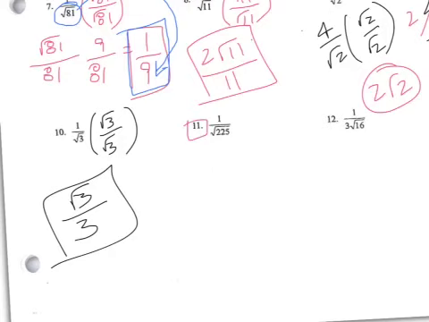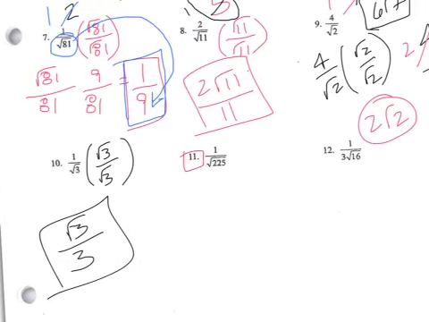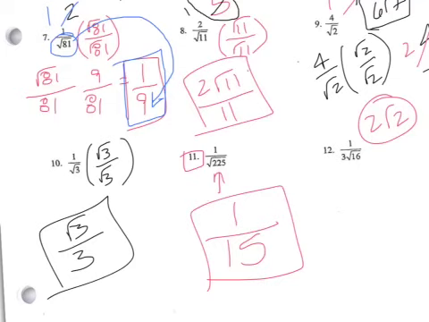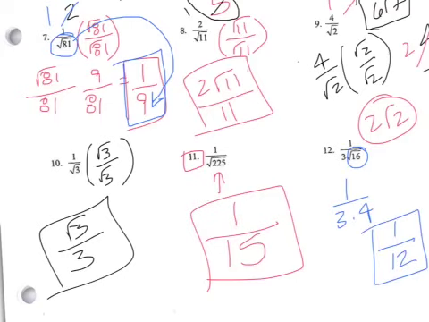Number 11 is very, very similar to question number 7. Notice the 225 in the denominator, this number right here, is in fact a perfect square. So 1 over 15 is my answer. And then the last one, also like the last two examples, radical 16 is a perfect square, so it's actually 1 over 3 times 4, and my answer is 1 over 12.